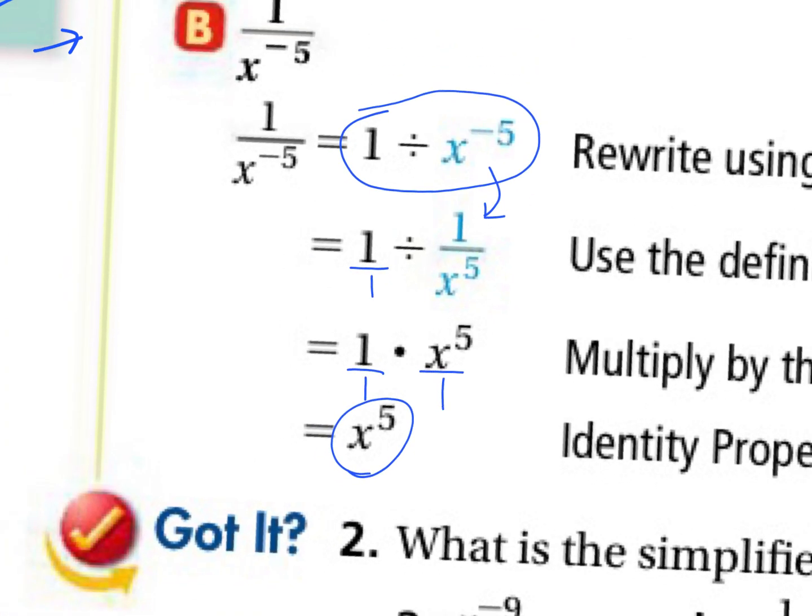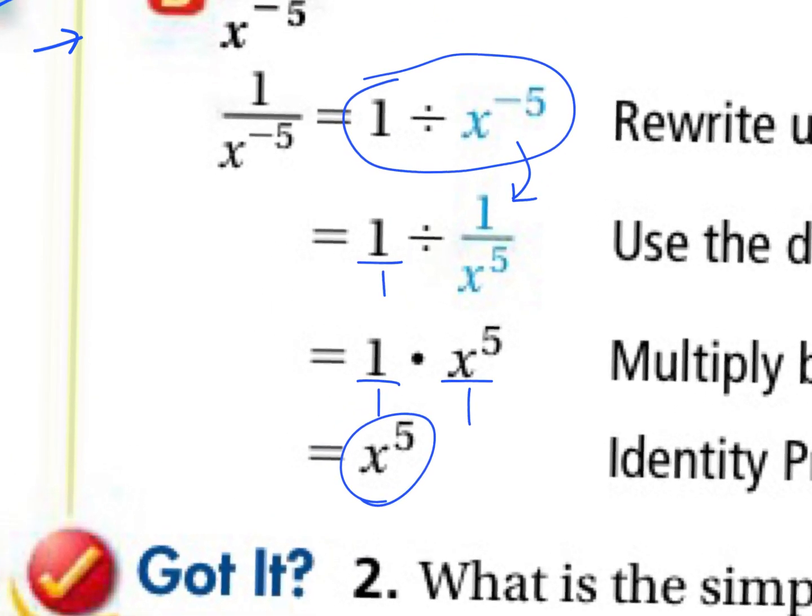Okay, but like I said earlier, rather than going through all the steps on that every single time, we could just note that we have a negative exponent in the denominator. We take it out of the denominator into the numerator, you could think of, and that makes it a positive exponent.